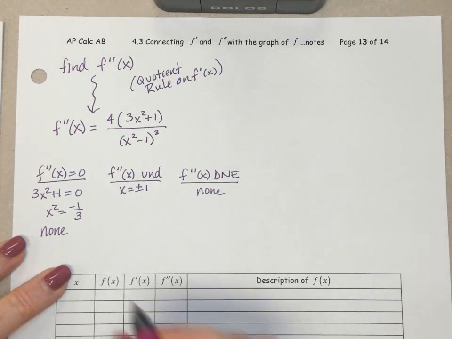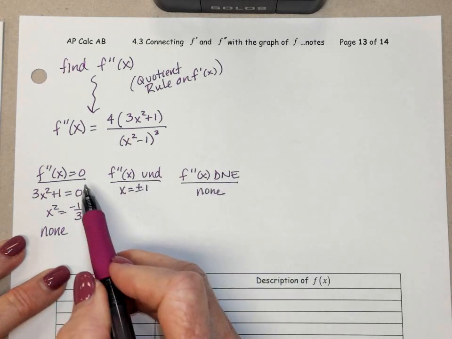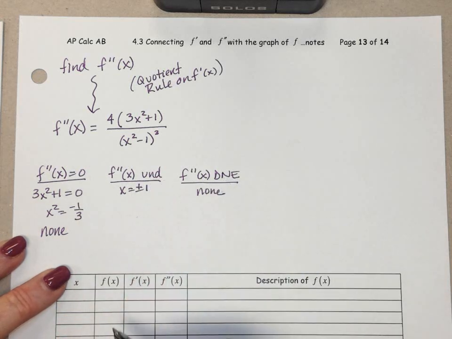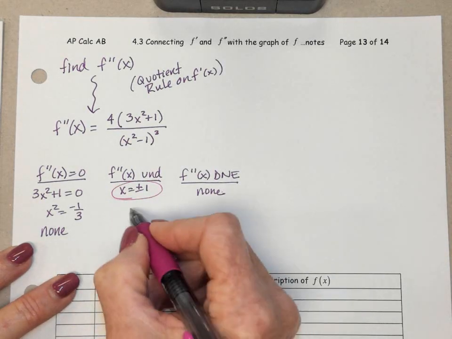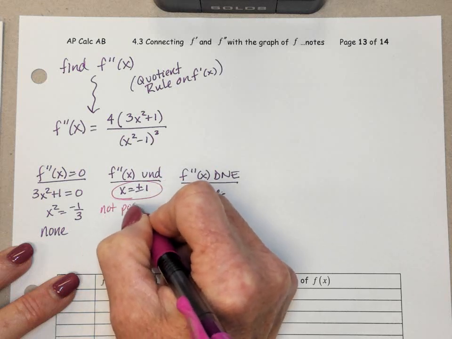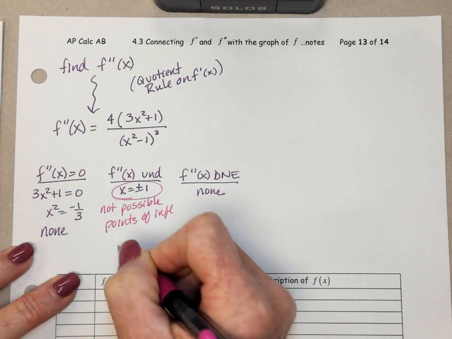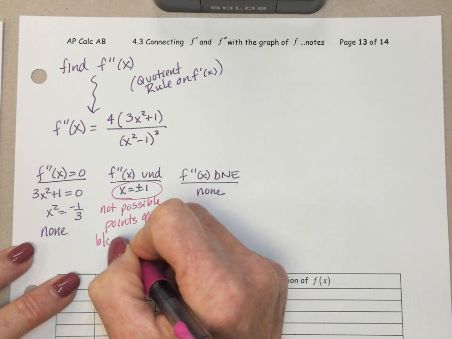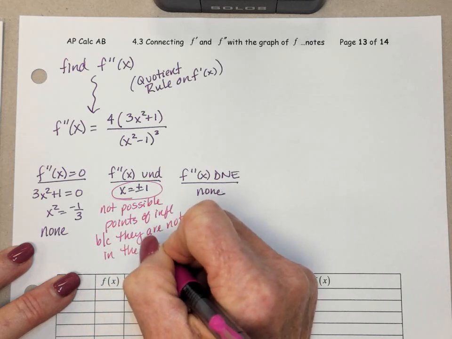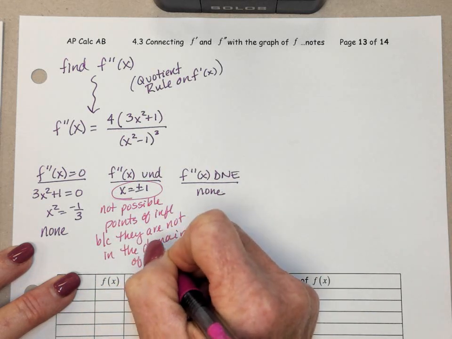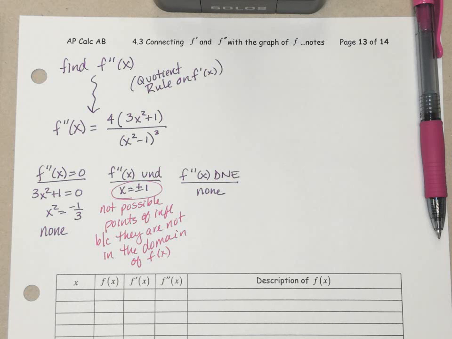Same thing happens in this case, though. While f prime equals 0, undefined, does not exist, sets up relative extrema, f double prime equal to 0, undefined, does not exist, sets up our possible points of inflection. But the same issue happens here with these guys. These are not possible points of inflection because they're not in the domain of f of x. Okay, so actually we aren't going to have any points of inflection here. There won't be any.